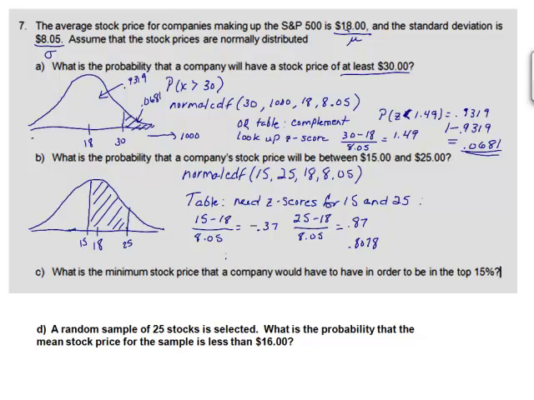For our z-score for 25, we take 25 minus 18, divide by 8.05, and since the value was to the right of our mean, we get a positive value, positive 0.87. Now what we need to do is look both of these values up in our z-scores table and get our probabilities.